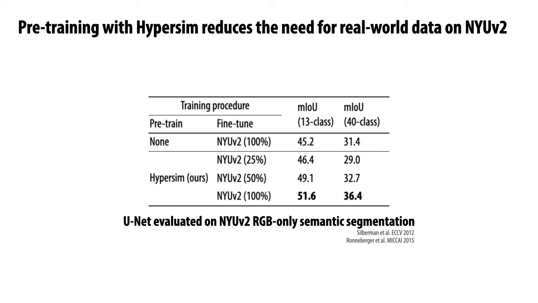In other words, pre-training on Hypersim and then fine-tuning on 25% of the real-world data is better than no pre-training, but training with 100% of the real data. For 40-class segmentation, we found that Hypersim reduces the need for real-world data by 50%. We compare these results to existing datasets in more detail in our paper.